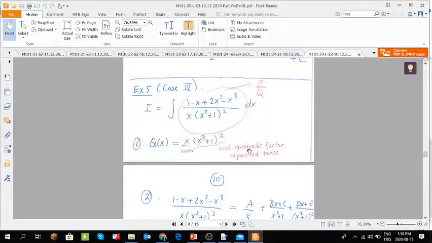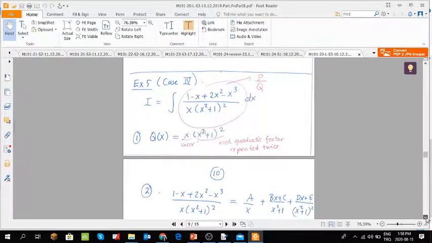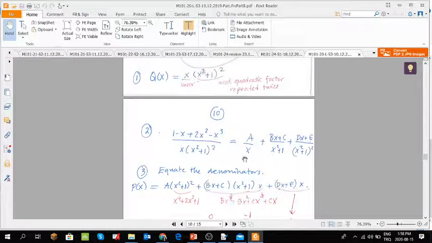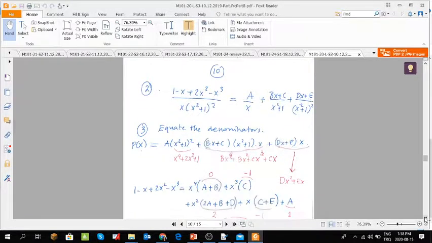Case 4, it's again p over q. The factors are linear, but the irreducible factor is repeated twice. So how would you do it? The theory says for the linear factor you write A over x. For the repeated irreducible quadratic factor, (Bx plus C) over (x squared plus 1) plus (Dx plus E) over (x squared plus 1) squared, till you exhaust the multiplicity of the irreducible factor.